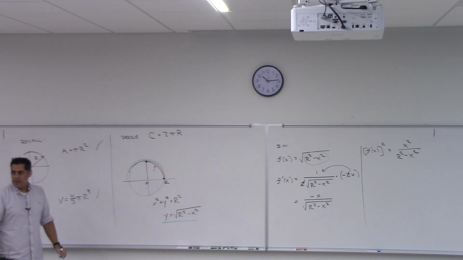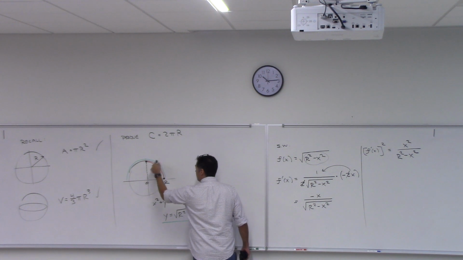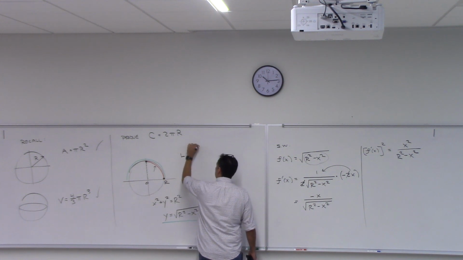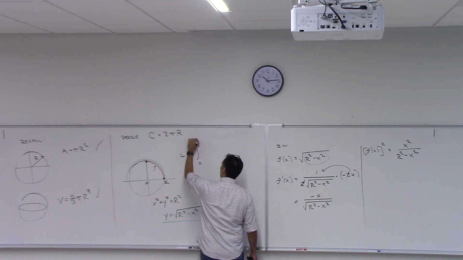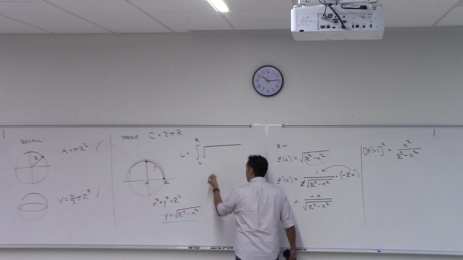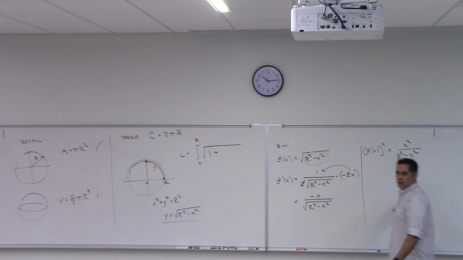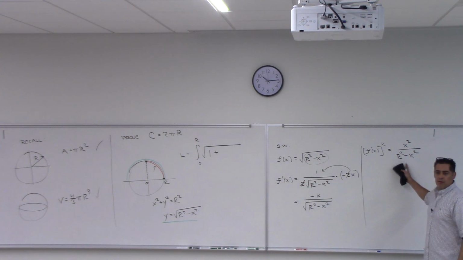All right, so ready for the integral? The length of this red piece, the red piece only, the length of it should be the integral from 0 to capital R of the square root of 1 plus what we just got over here. This.